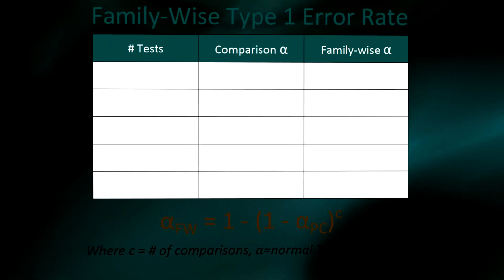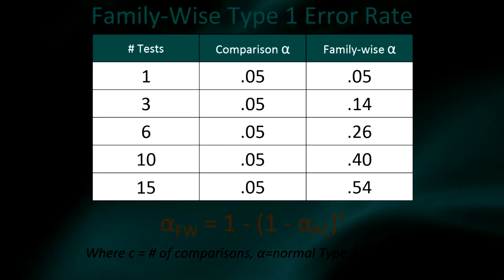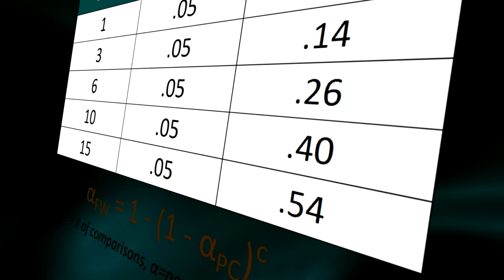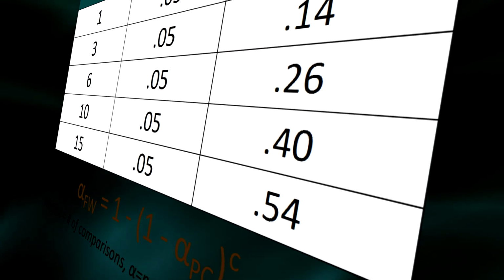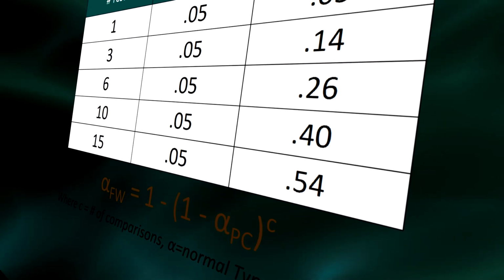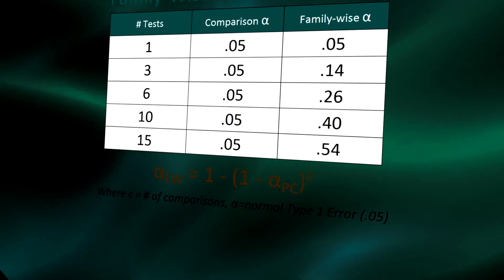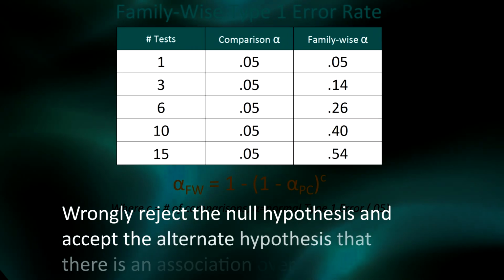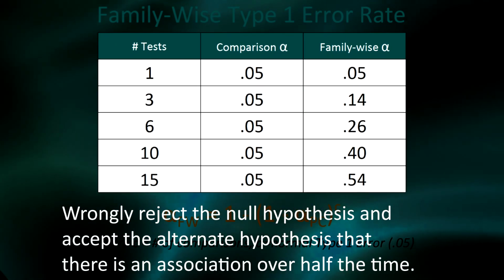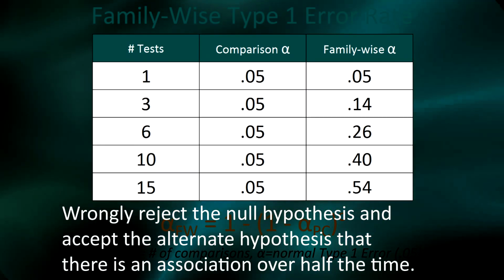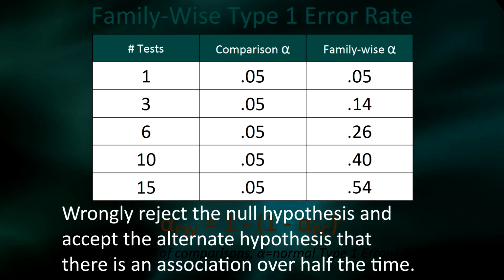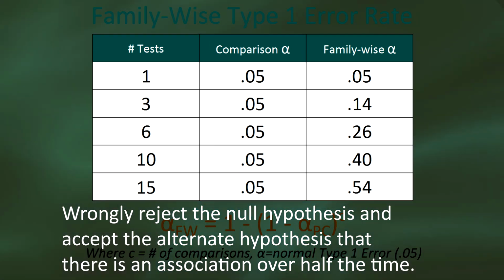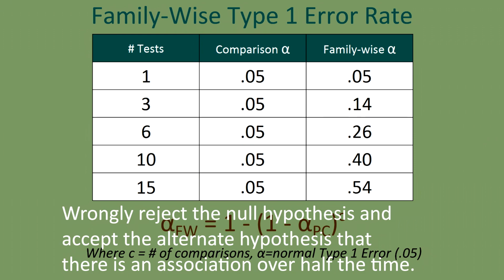If you'll recall, the family-wise error rate for 15 different comparisons is 0.54. This means that if we do not protect against type 1 error, we will be wrongly rejecting the null hypothesis and saying that there's an association over half the time. Having about a 50-50 chance of being right would obviously give us absolutely no confidence in our decisions.